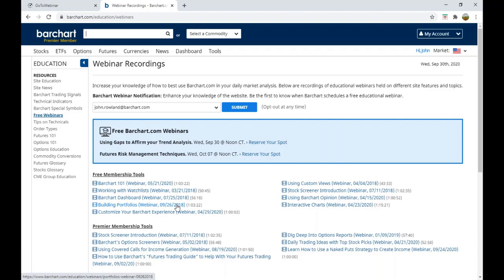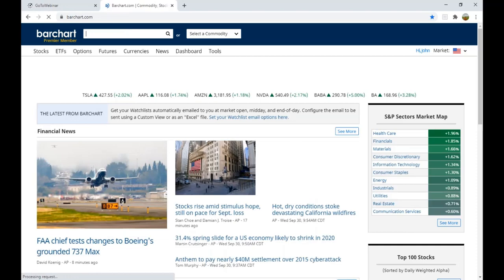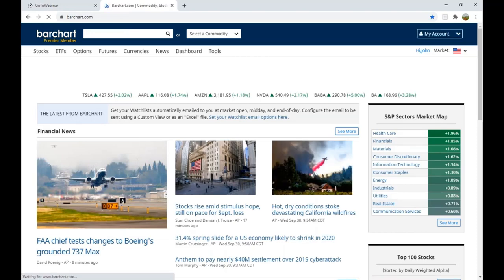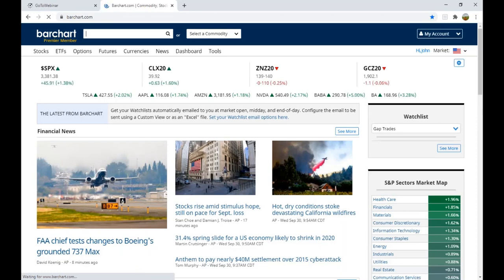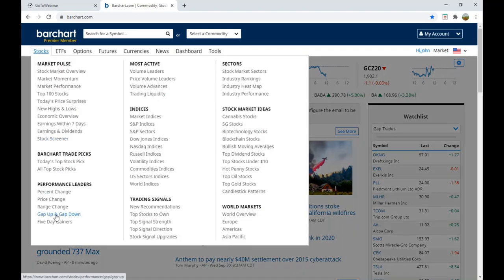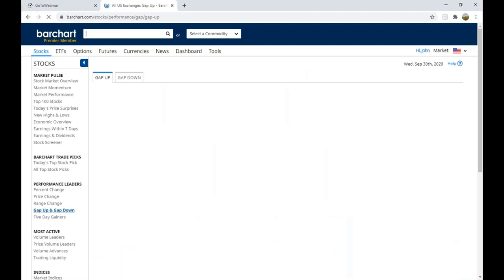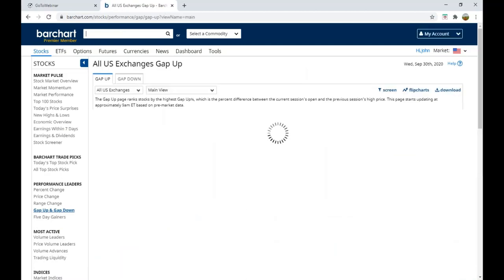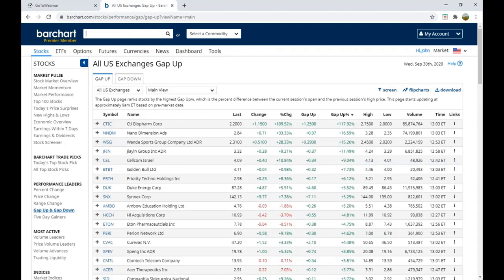So let's go back to our main page. Today's discussion is we're going to work on this tool that we have, which is called our GapUp and GapDown page, and this is what it looks like. All right, and we'll come back and break this down in a little bit.